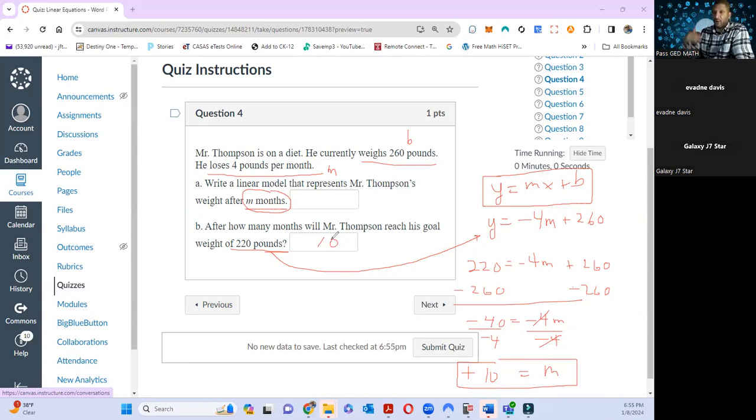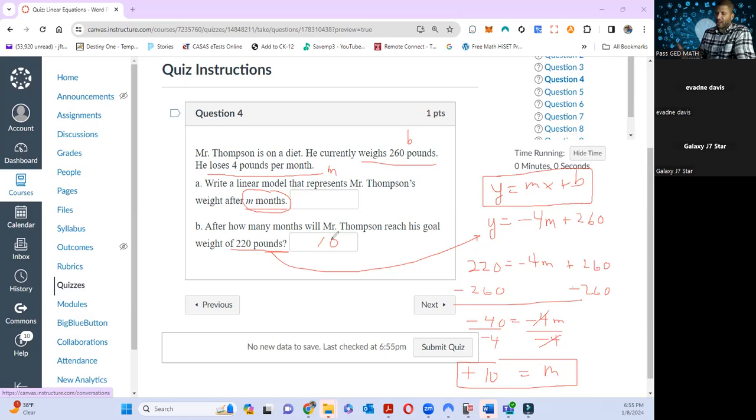Again, another real life scenario. Because when you're trying to lose weight, you have a goal in mind. I'm going to try to lose 4 pounds a month. I'm going to try to lose 2 pounds a week. That's a real life scenario. So in this case, if he's going to try to lose 4 pounds a month to get down 40 pounds, it would take him 10 months.